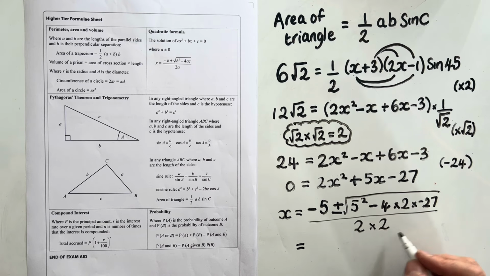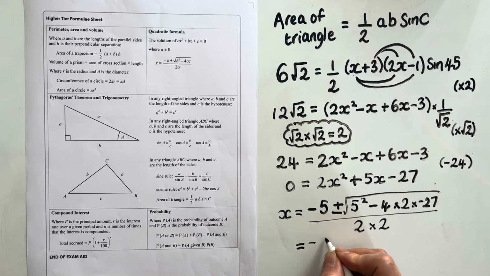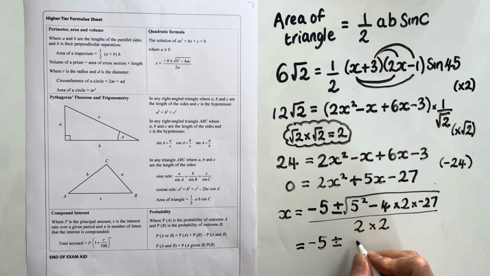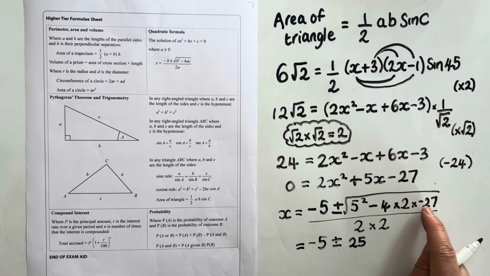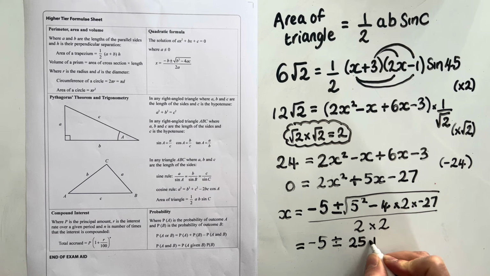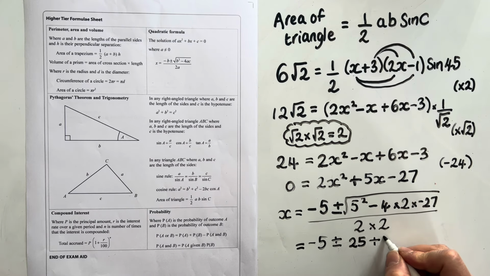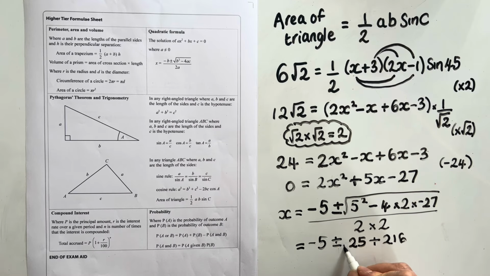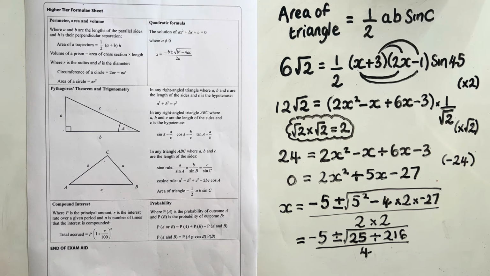If we simplify these parts, we've got negative 5 plus or minus 5 squared is 25. And then we've got a negative times a negative, so this is going to become a positive. And 2 times 4 times 27 is 216, all over 2 times 2 is 4. If we pop that into the calculator, we will find that we get an answer of negative 5.13 or 2.63.